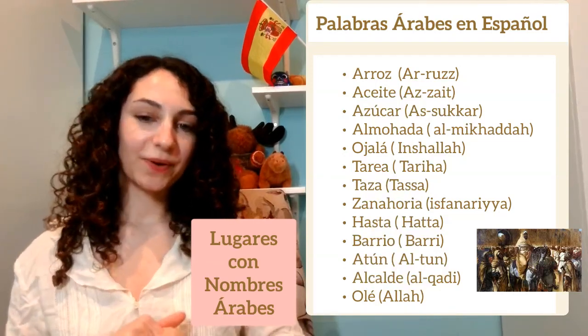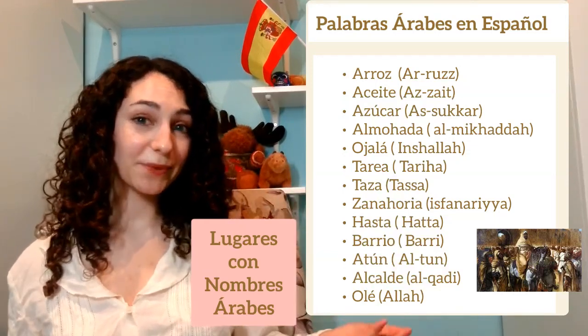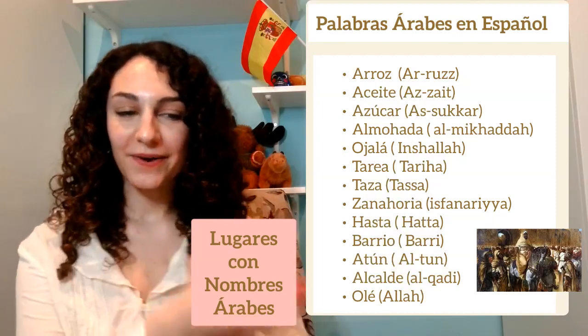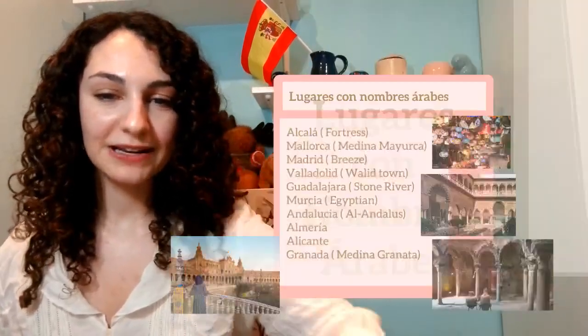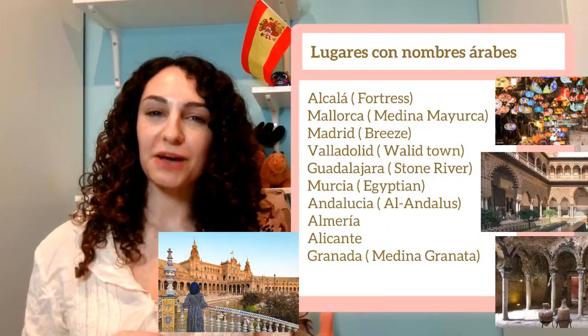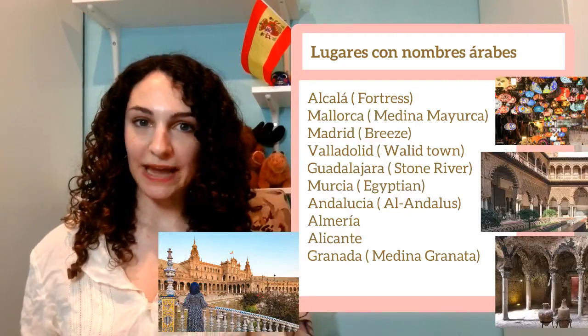Ole. So ole, you might hear it in soccer, ole, ole, ole. Apparently that comes from the word Allah, which means God. All right. Bueno, ok. Ahora vamos a hablar de los lugares con nombres árabes. So we're going to talk about some places that you might not know that these names actually come from Arabic.